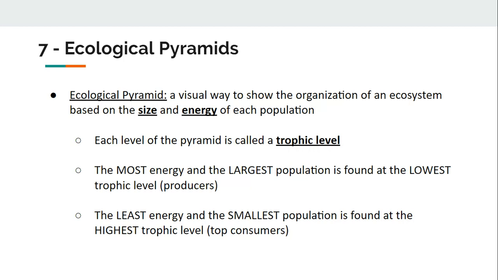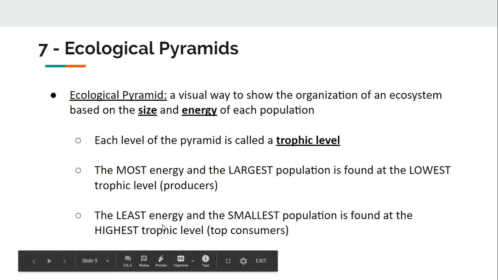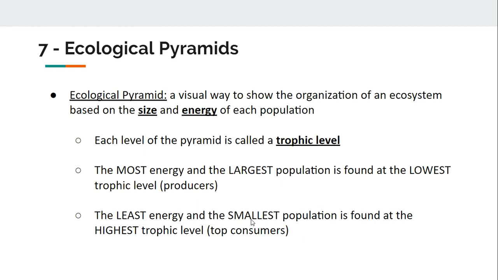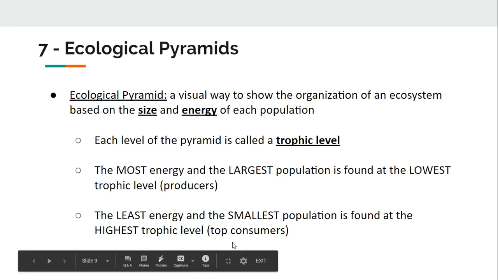So we can summarize this in something called an ecological pyramid. This shows us the organization of an ecosystem based on the size and energy amount in each population. Each level of the pyramid is called a trophic level, and the most energy and the largest population will be found at the lowest trophic level, which will be the producers. And the least energy and the smallest population is found at the highest trophic level, at the very top of that pyramid, and that would be the top consumers.